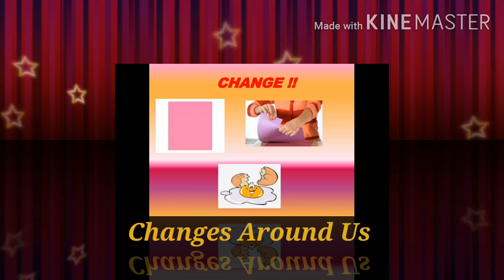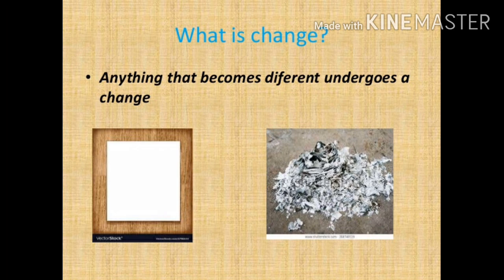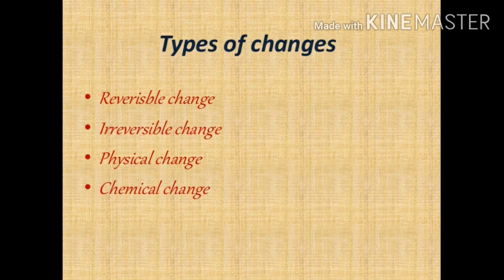A change refers to a noticeable difference in shape, size, color, state, internal structure, or any other property. Some changes take place instantly, while others take a much longer time. Some changes are temporary, while others are permanent. Some changes produce a new substance, while others do not. On the basis of some similarities, changes can broadly be grouped as reversible, irreversible, physical, and chemical changes.